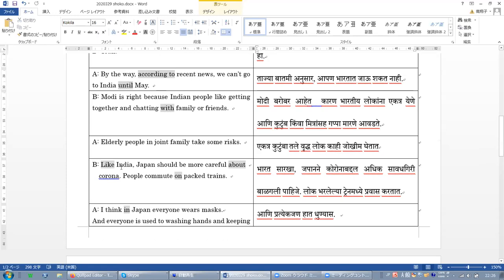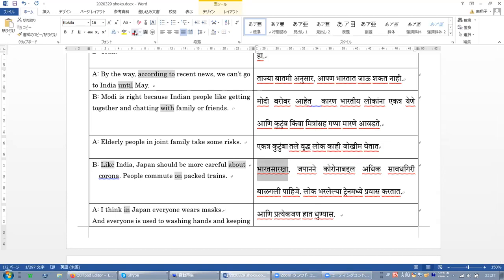And elderly, like India, Japan should be more careful about corona. People commute on public trains. Bharat Saraka. Japan. It is Bharata Saraka, and it will be one word. Bharata Saraka. Japan ne kirena vadara. Helping you the word. Change it to Bharata Saraka. Copy it from the chat. Okay, I'll copy later. Yeah.